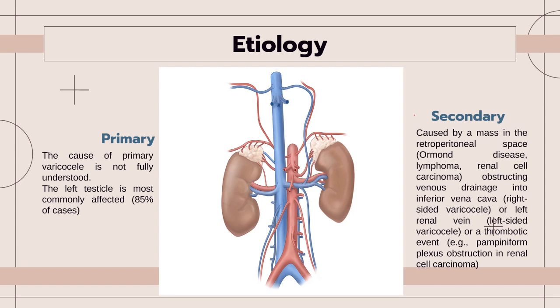The other subtype, the secondary or symptomatic, is caused by a mass in the retroperitoneal space, such as a lymphoma or renal cell carcinoma, obstructing venous drainage into the inferior vena cava, which causes a right-sided varicocele, or into the left renal vein, which causes a left-sided varicocele, or a thrombotic event causing pampiniform plexus obstruction, as in renal cell carcinoma. In this type, the varicocele persists in the supine position due to the physical obstruction of blood flow within the spermatic vein.